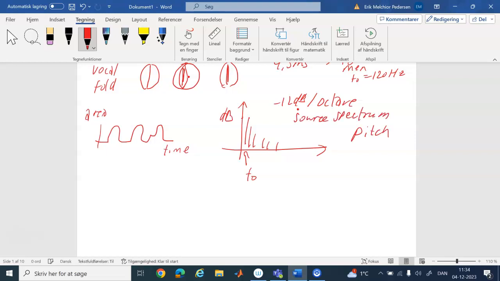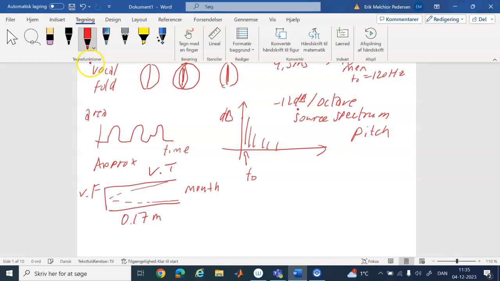Yes, and we can have a filter. We use a model now, an approximation model, with a vocal fold here, a vocal tract. Here's a mouth, vocal tract, and this is about, for men, about 17 centimeters. That means the velocity of the air is minimum at the closed end, and maximum here, and the opposite for the pressure.